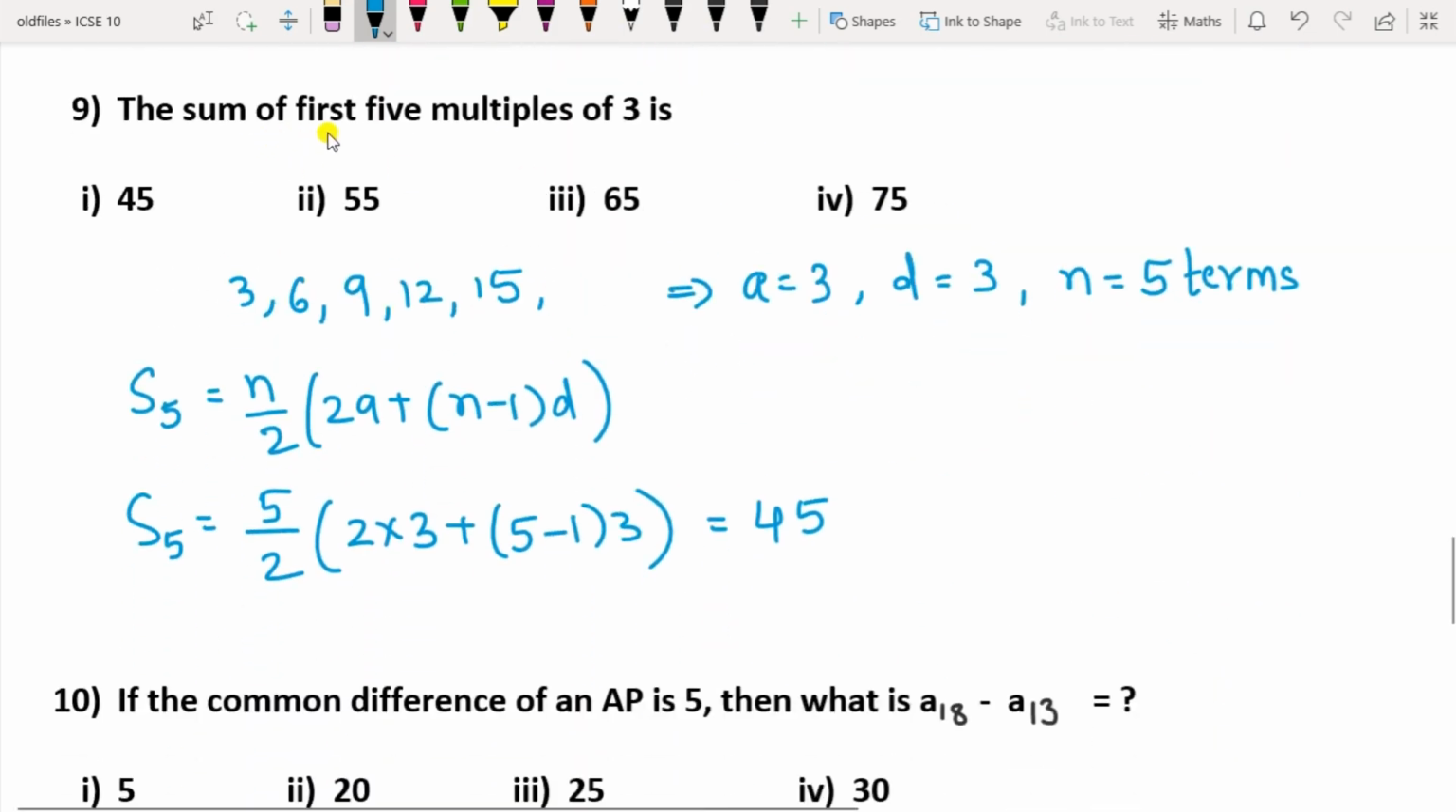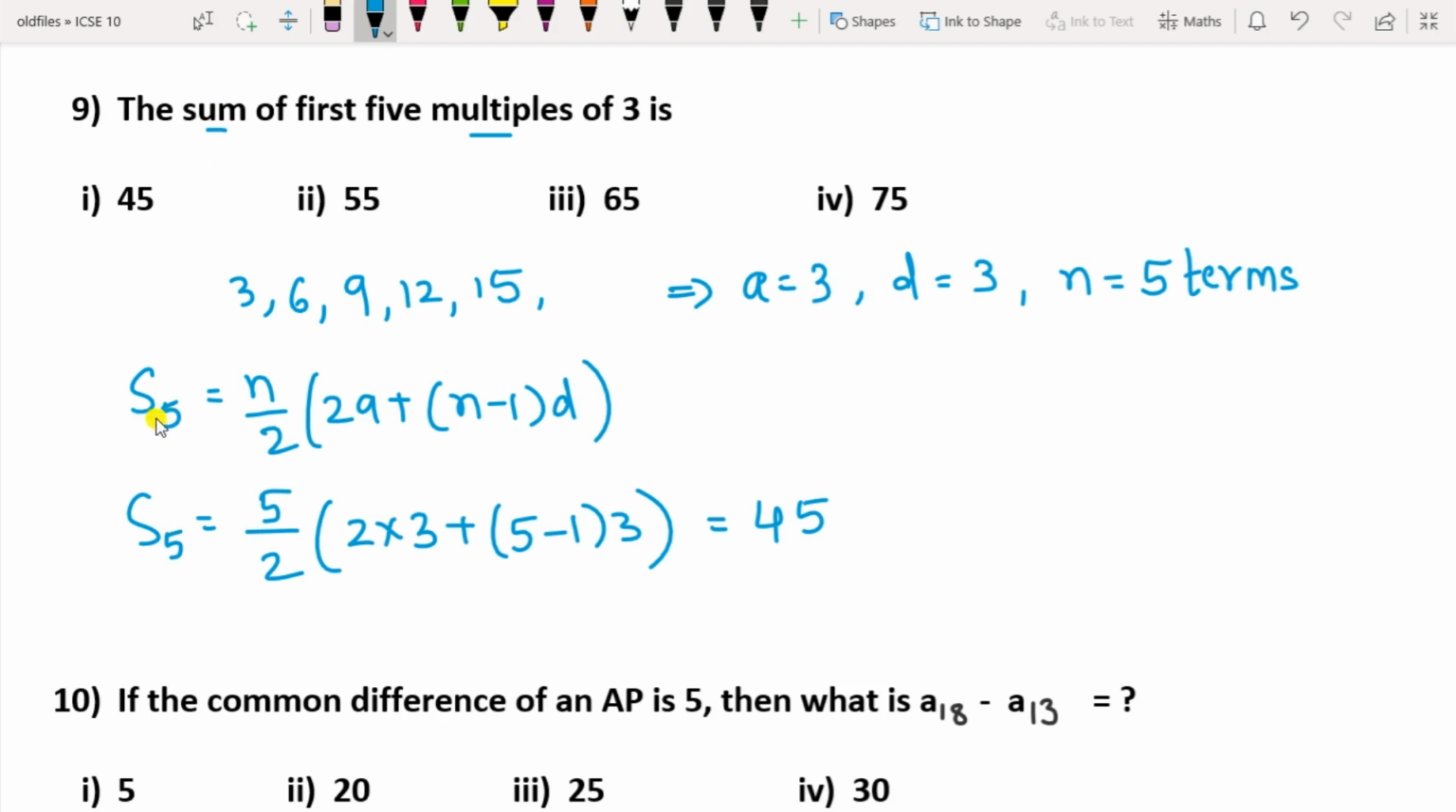The sum of the first 5 multiples of 3. Multiples means tables you have to write. So 3 ones are 3, 6, 9, 12 and 15. These are the 5 multiples of 3. So therefore A is 3 here, D is also 3, as 6 minus 3 is 3, and 5 terms are there, so n is 5 here. So you have to find the sum in this case.